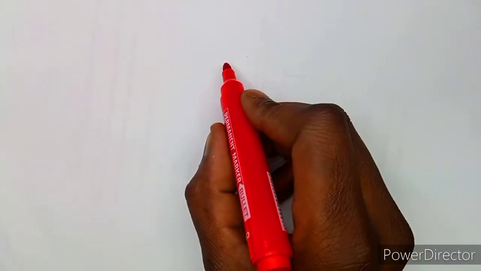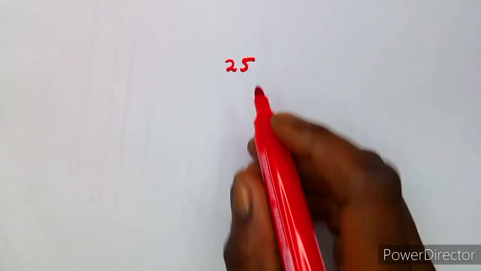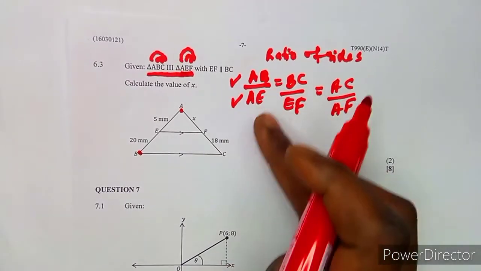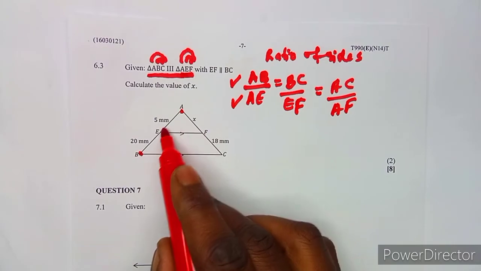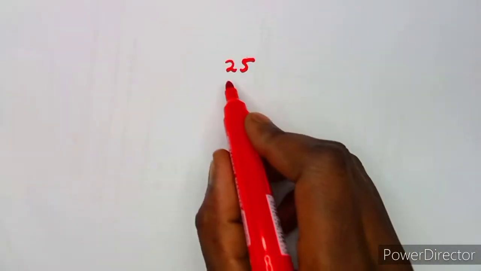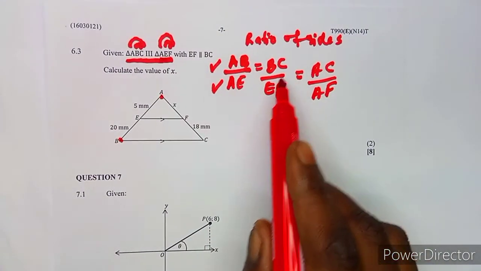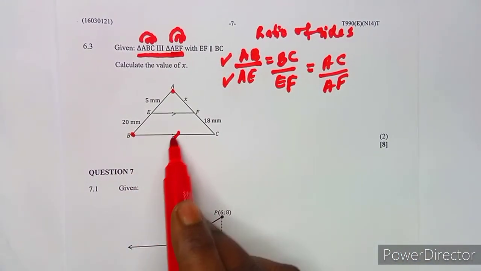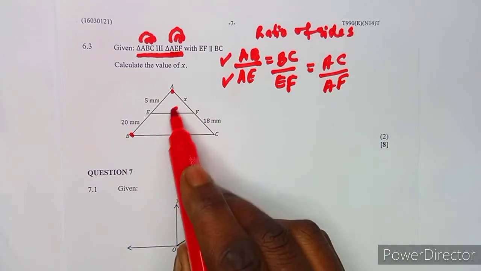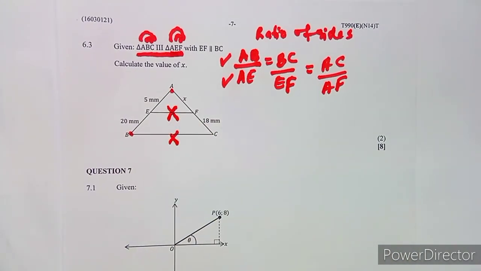So the ratio is going to be 25 from AB over AE, A to E, which is 5. So 25 over 5 is equal to BC. As you can take note, for BC we do not have anything here. EF, we do not have anything, so we are not going to take that part.